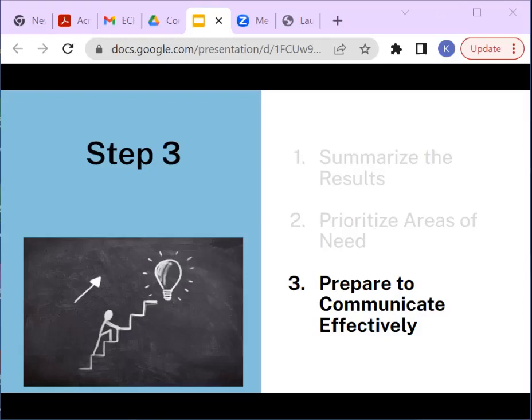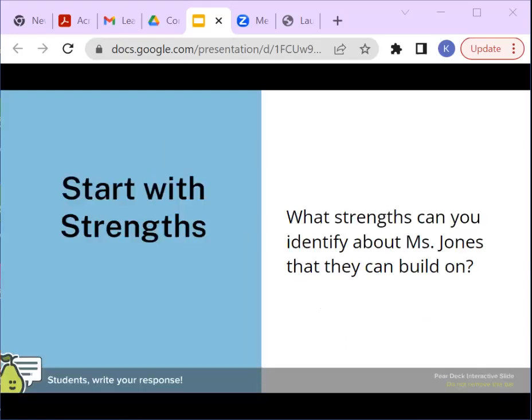Okay, so we've got a really nice understanding about the area that we're prioritizing, and now we need to prepare to communicate this back effectively with the teacher. So we're going to start with strengths. As always, when you're providing feedback to someone, we want to start with a positive. Everyone in every situation has a strength. So think now about what you know about Ms. Jones and what strengths could be identified to build on.